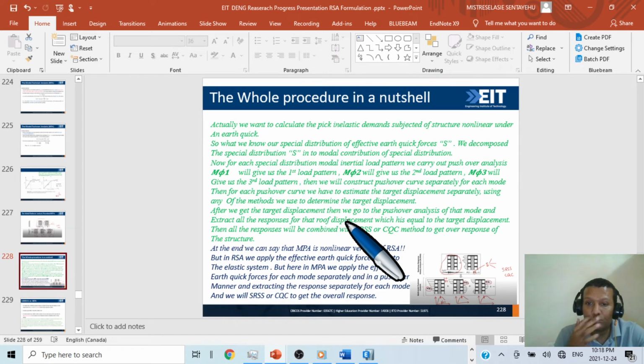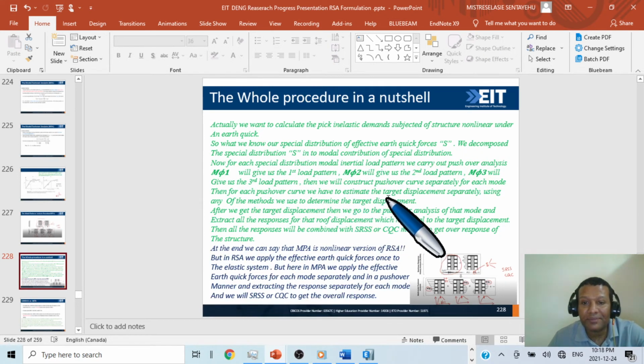Then we construct a pushover curve separately for each mode. For each pushover curve, we estimate the target displacement separately, using any of the methods used to determine the target displacement. After we get the target displacement, we go to the pushover analysis of that mode and extract all the responses at the roof displacement equal to the target displacement. Then all the responses are combined with the SRSS or CQC method to get the overall response of the structure. This is what we did.